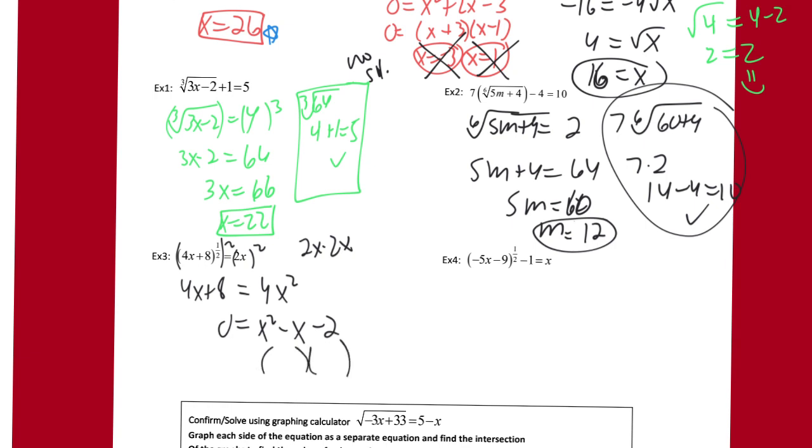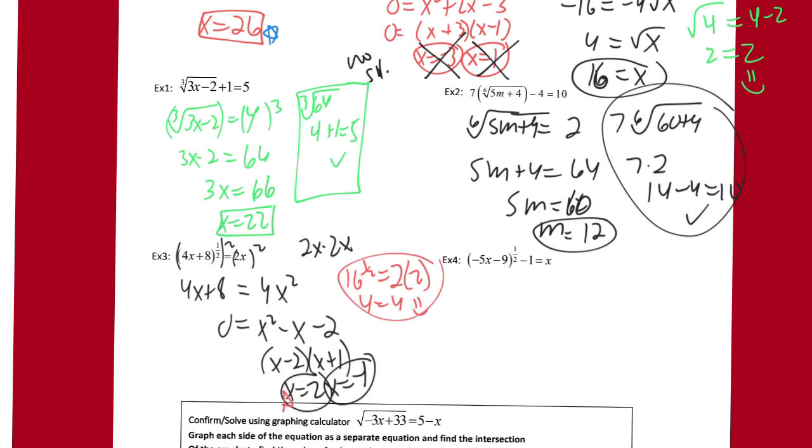Factor it up. Let's check to see. We get x minus 2 and x plus 1. That means x is equal to 2 and x equals -1. Got to check them to see if either or both work in our problem. So if you plug in 2 to the original equation that you started with, 4 times 2 is 8. 8 plus 8 is 16. 16 to the 1/2 should equal 2 times x, which is 2 times 2. Hey, guess what? That's 4 equals 4. Yay, the first value works.